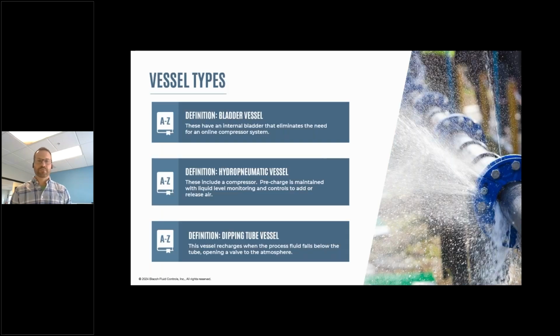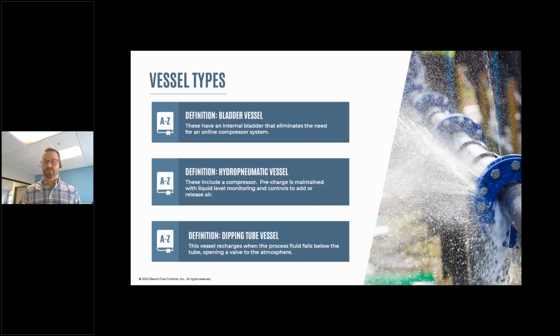There are a few different vessel types, and this is what Scott is going to go over as he gets into the more technical portion of this on the vessel side. The first one we're going to talk about, of course, is bladder vessels. These have an internal bladder, or kind of like a balloon, that eliminates the need for an online compressor system while allowing some dampening inside of the system by either compressing or expanding the balloon.